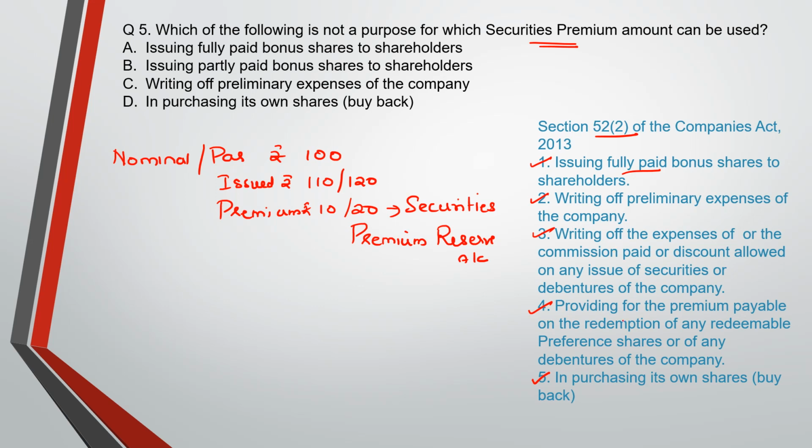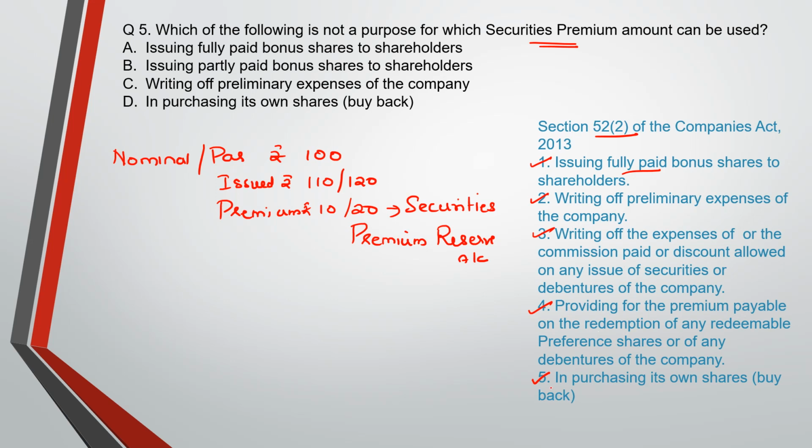Fourth one is providing for the premium payable on the redemption of any redeemable preference shares or of any debentures of the company. So when a redeemable preference shares category has been issued and if it is going to be redeemed at a premium, at the time of redemption, if extra amount is being paid over and above the par value, then we say premium is payable on that redemption. Then that premium payable can be provided for by using the Securities Premium Reserve.